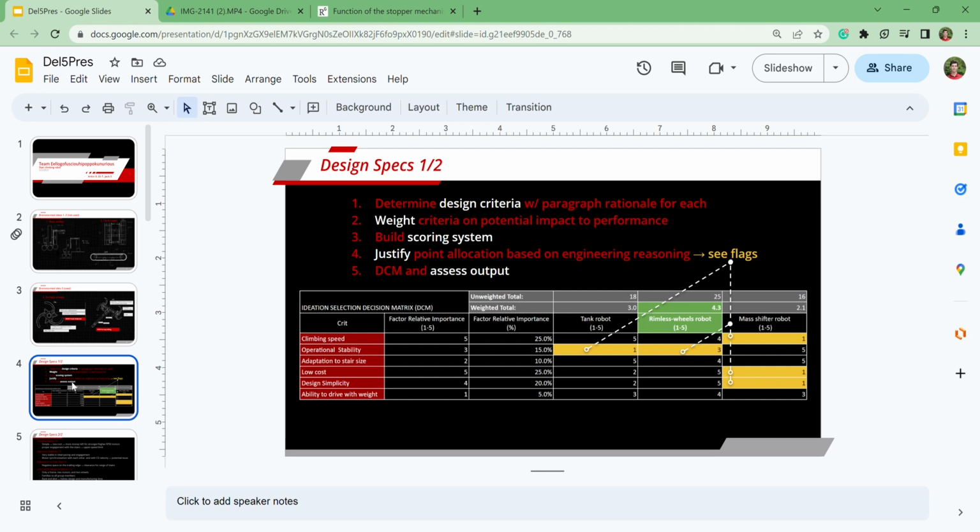is going relatively quickly up the stairs, as is the design intent, and veering, say, to the left, then the right tread hits first. That right tread will push the robot further to the left extremely quickly, causing the robot to likely get off path and possibly have issues. That's an example of having our design criteria, justifying the point allocation, and finally you put it all in your decision matrix, your DCM, and assess the output.